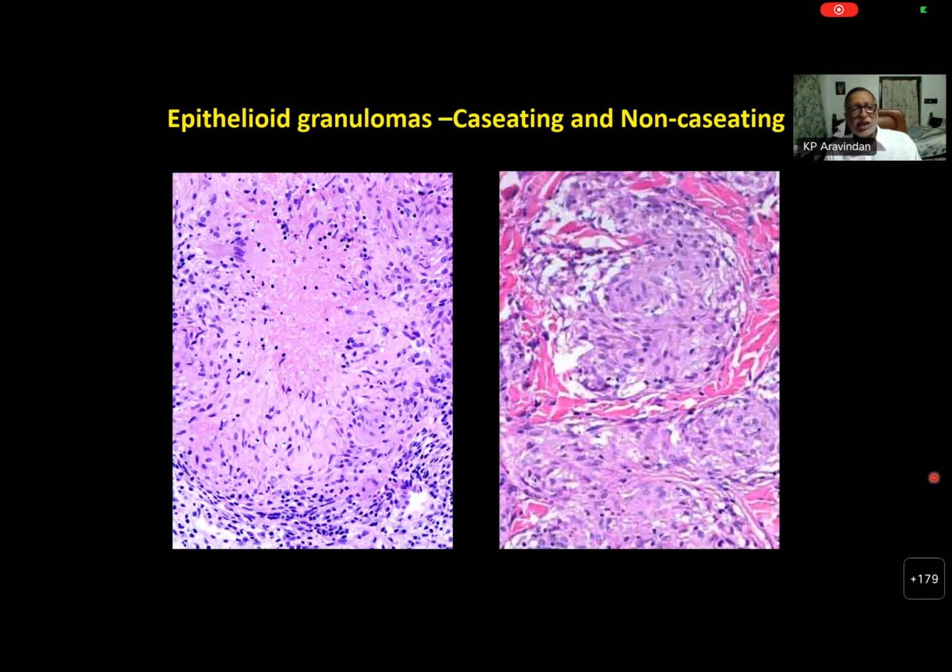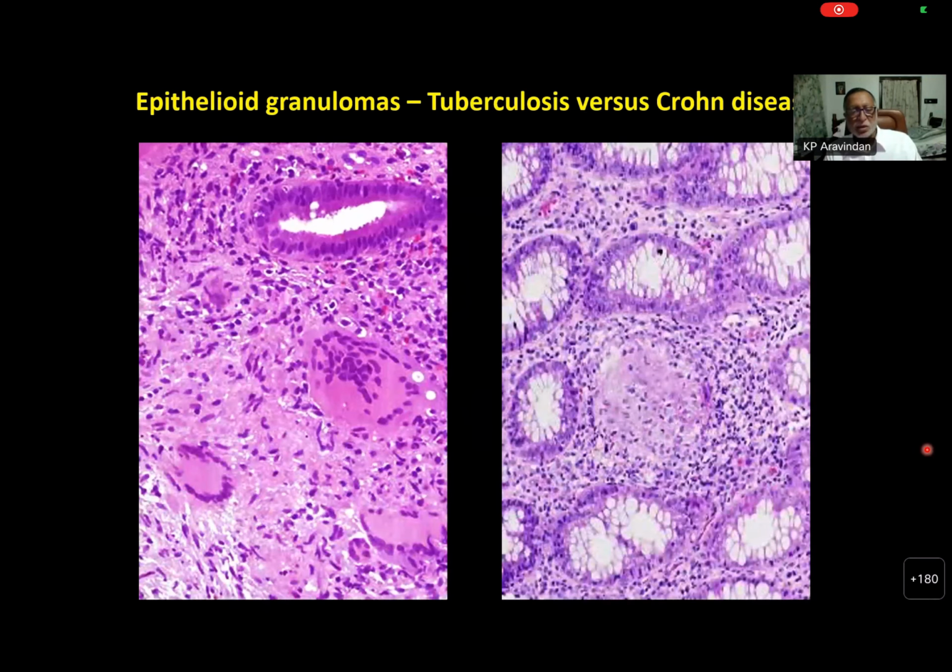So this is an example of epithelioid granulomas. This is a caseous granuloma, typical caseation necrosis. These are the naked granulomas that you see in sarcoid or Crohn's disease. This is an example of intestinal tuberculosis on one side, where you find large confluent granulomas in tuberculosis. It's not seen in Crohn's disease. And small, discrete kind of granulomas are seen in Crohn's disease.